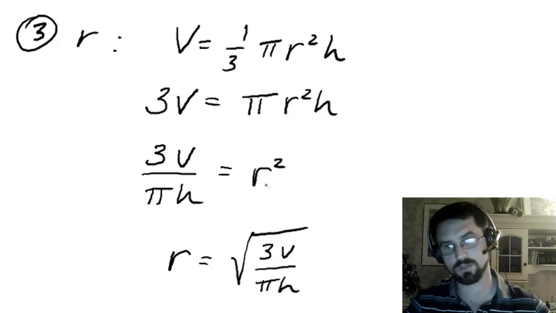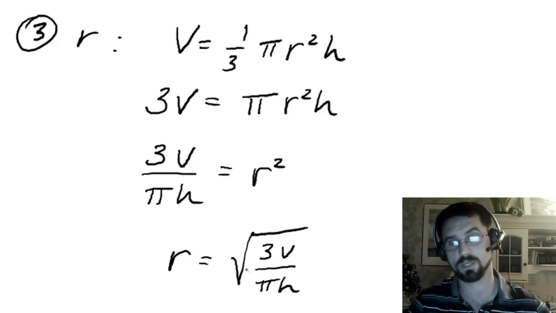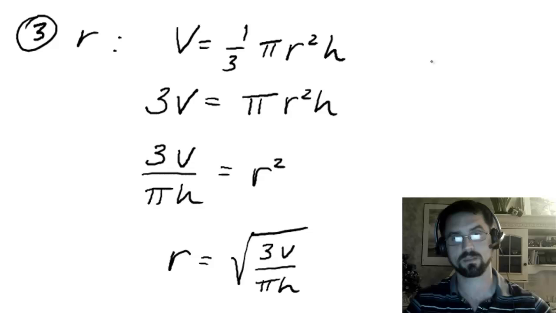Now technically when you take a square root you should write plus or minus because there's two solutions, but since the actual context of this formula is that r is the radius, we know the radius is never negative.